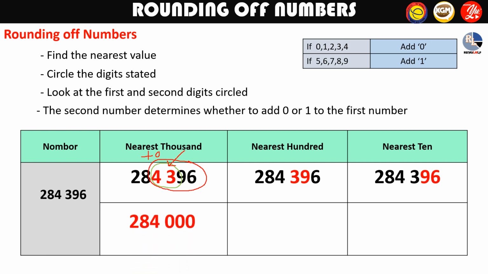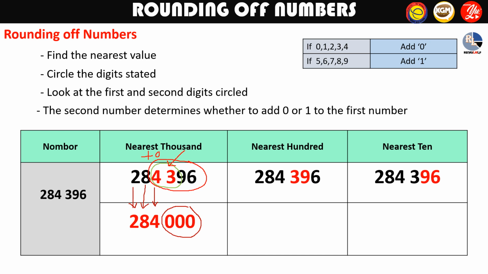Yes, nearest 1,000. For 1,000, we have 3 zeros at the back. 4 we're going to copy back because we plus 0 to 4. And the front two digits, we just copy exactly as it is. So the answer is 284,000.